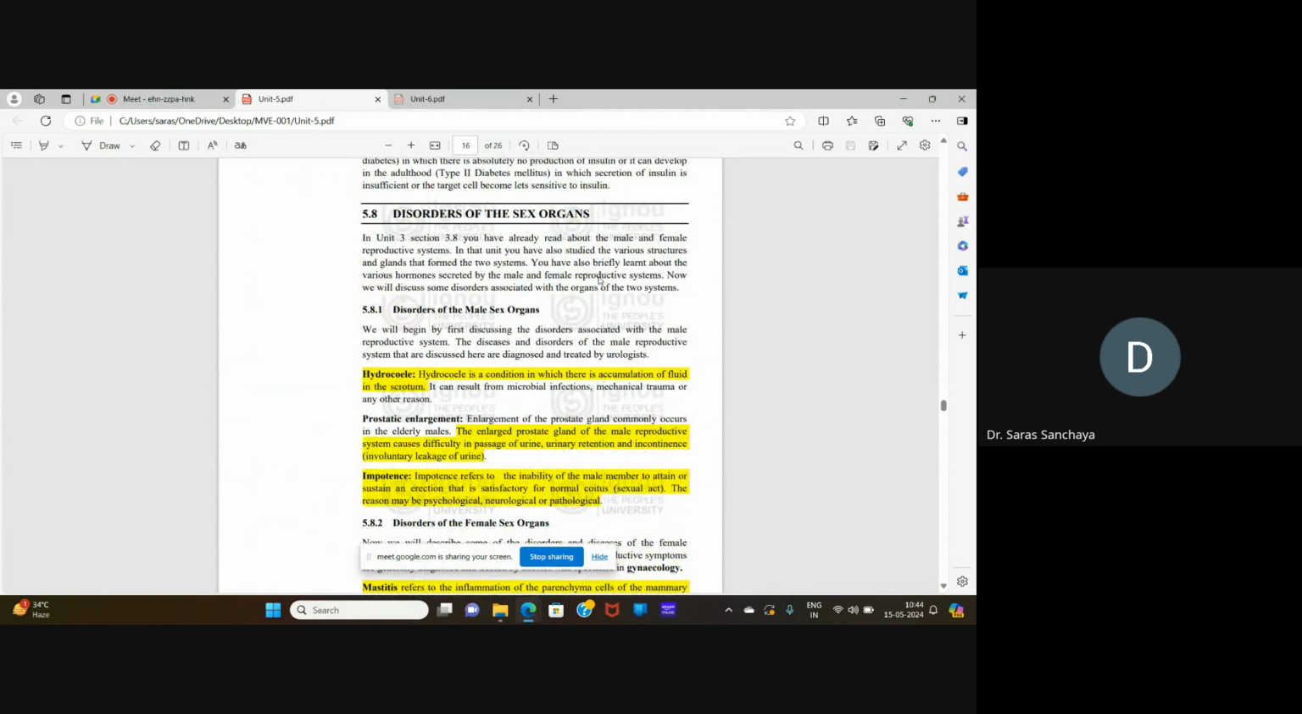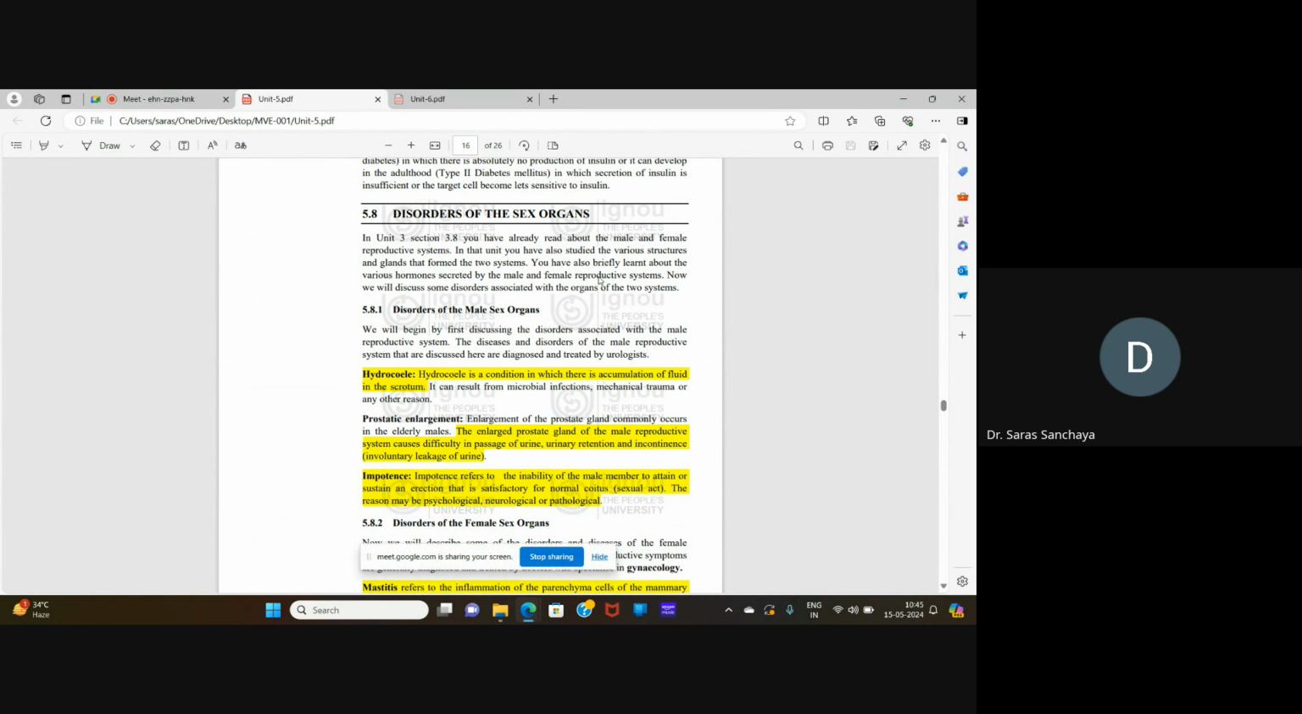Hydrocele. Hydrocele is a condition in which there is accumulation of fluid in the scrotum. Then, prostatic enlargement. Enlargement of prostate gland commonly occurs in the elderly males. The enlarged prostate gland of the male reproductive system causes difficulty in passage of urine, urinary retention, and incontinence, that is, involuntary leakage of urine.